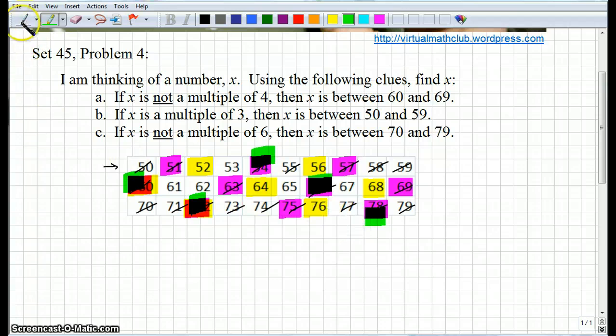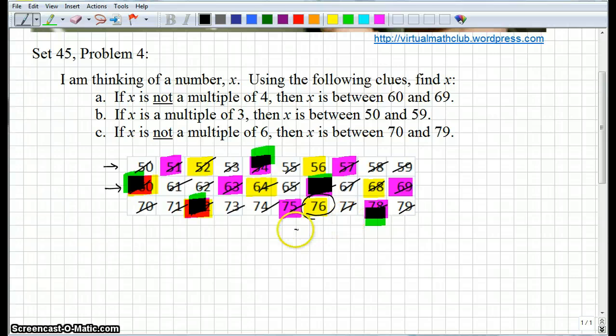And if it's not a multiple of 6, then it's between 70 and 79. So we're looking for the ones that are not highlighted in green that are between 70 and 79. Essentially we can eliminate any of the ones that aren't highlighted in green that aren't in this last row. That eliminates basically the whole 50s row. None of these are multiples of 6, so they're not between 70 and 79. So we've eliminated everything in this row, because the green ones were already eliminated. And so the only number we have left is 76.